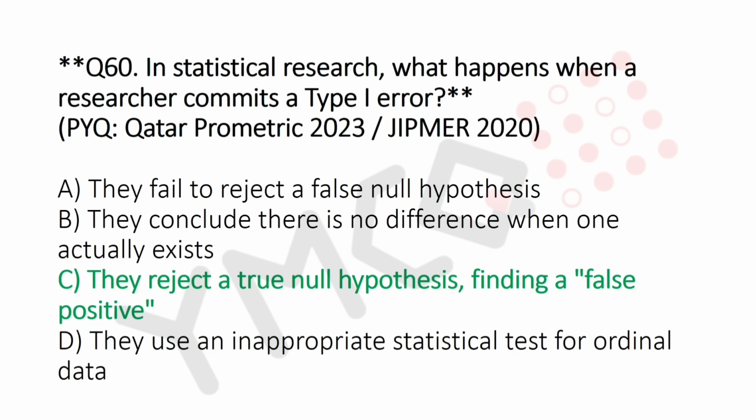A type 1 error is a false positive. It means the researcher claims their new treatment works brilliantly, but in reality, it does not work at all, and the result was just pure luck. Okay. Now let's move to question number 61.